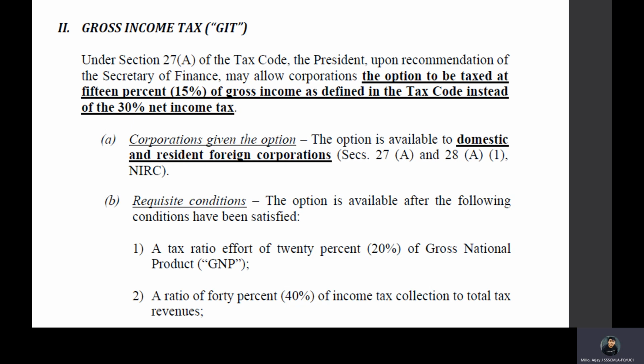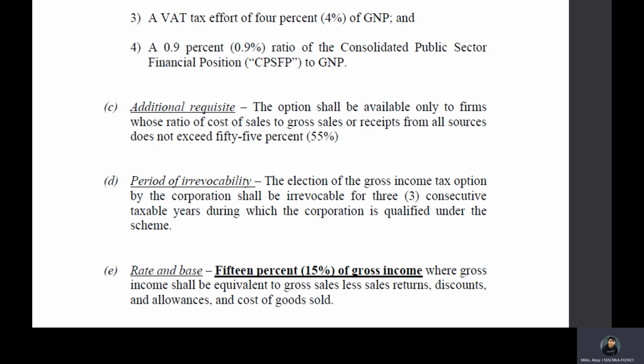So what are the requisites? Una, dapat meron tayong tax effort ratio of 20% of gross national product. So yung gross national product, ito yung total value of goods produced and services provided by a country during the taxable year, equal to the gross domestic product plus the net income from foreign investment. Another requisite is yung ratio of 40% of income tax collection to total tax revenues. Third one, yung VAT tax effort of 4% of GNP. And then last one, yung 0.9% ratio of the consolidated public sector financial position to GNP.